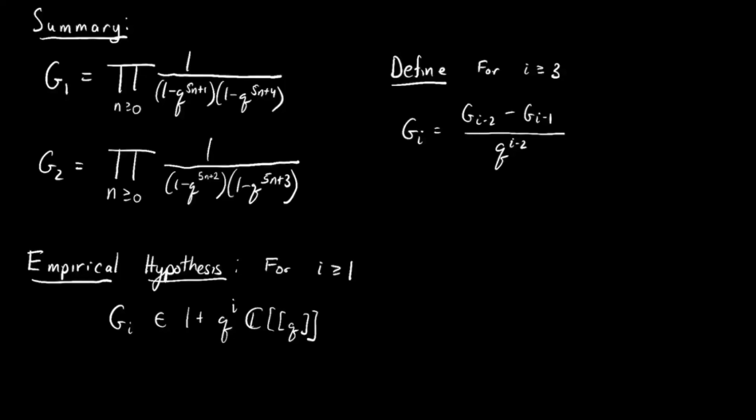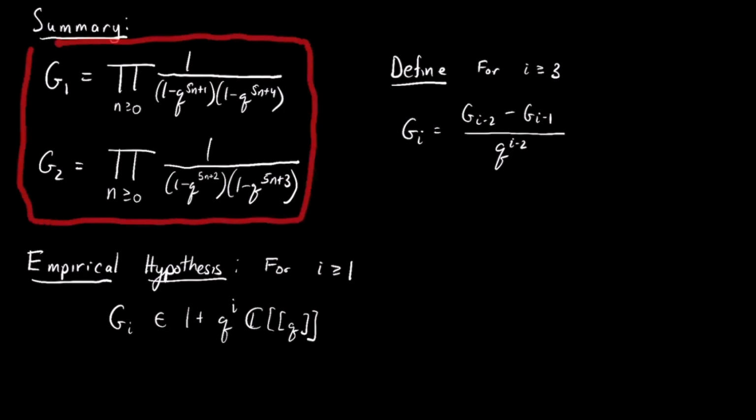All right, so in this video, we finally finished the proof of the Rogers-Ramanujan identities. But first, we'll start with a quick summary. We've taken G1 and G2 over here to be the product sides of the Rogers-Ramanujan identities, and we'd like to show that they equal the sum sides of the Rogers-Ramanujan identity. So these were our G1 and G2.